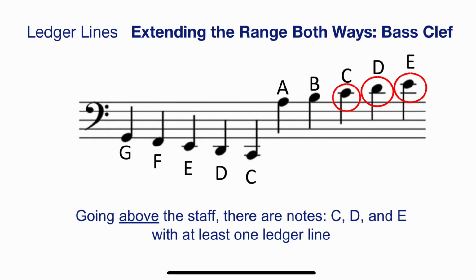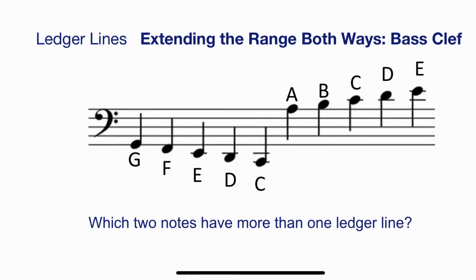Going above the staff, we have notes starting with C, D, then E, which each have at least 1 ledger line. C has the first ledger line, then D sits just above that first ledger line. Finally, we have E, which has a total of 2 ledger lines.